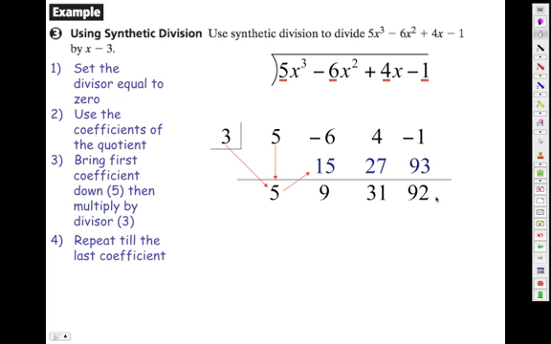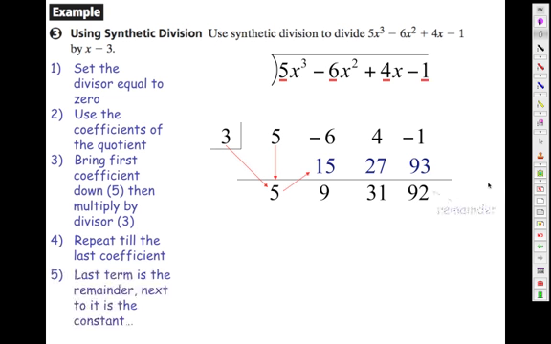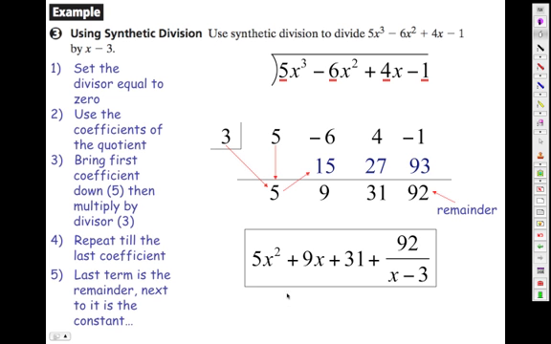Now these numbers are going to be the coefficients, and this last number is going to be your remainder. The last term is your remainder, this is your constant term, this is the term that has the x, and this is the term that has the x squared. So the remainder's there: I got 92. Now why did I put this over x minus 3? Because remember, that was originally what we had right here as our divisor. Then 31 is going to be right here, and that's our answer there.